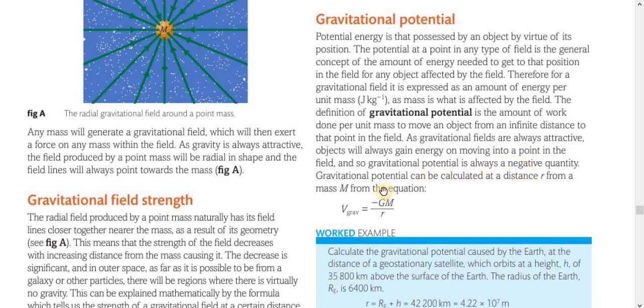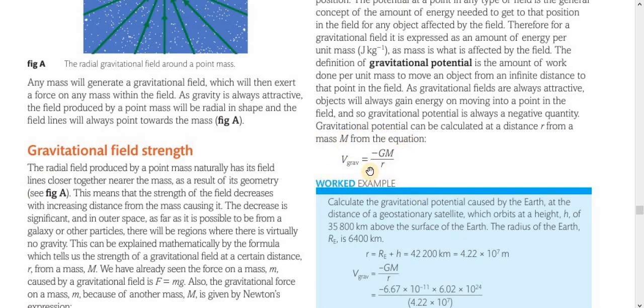Why we write the negative sign is to compare it with an object that is moved away from the earth. When the object is moved away from the earth also, the gravitational potential energy increases. So to compare it with an object that is coming from far away, at an infinite distance, gravitational field is 0, so the gravitational potential is 0. Therefore, when you come towards the earth, the attraction becomes more, and that's why objects will always gain energy on moving into a point in the field. So gravitational potential is always a negative quantity. Gravitational potential can be calculated at a distance r from mass m from the equation.